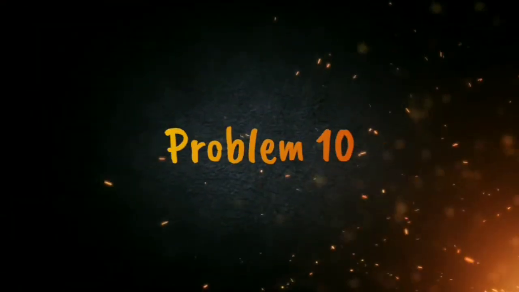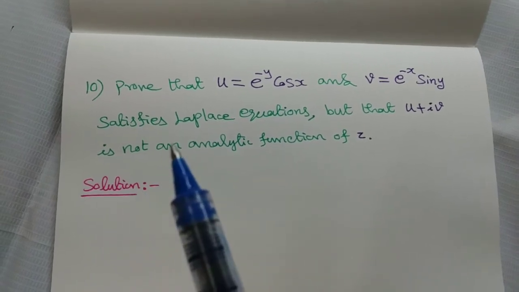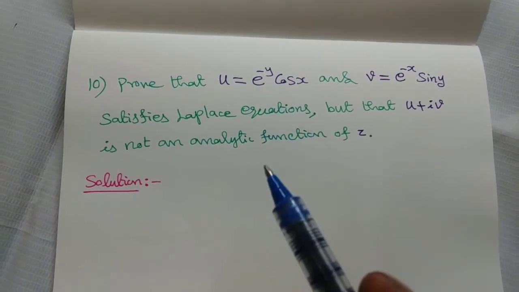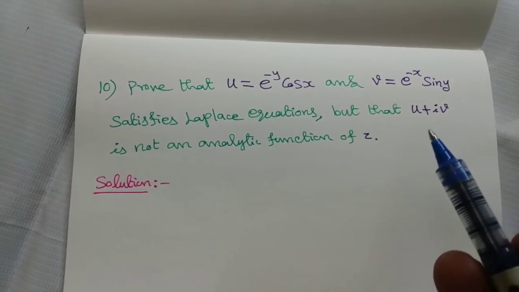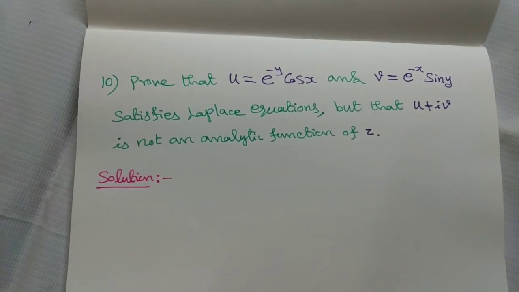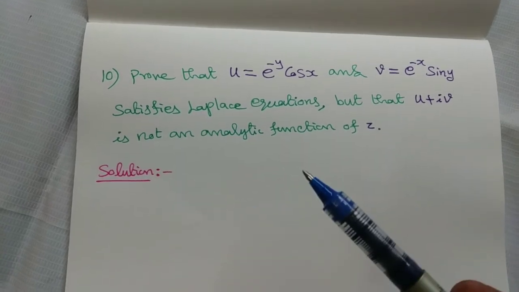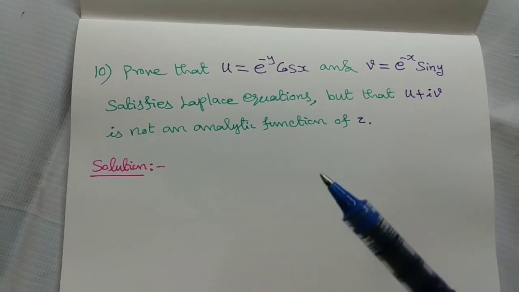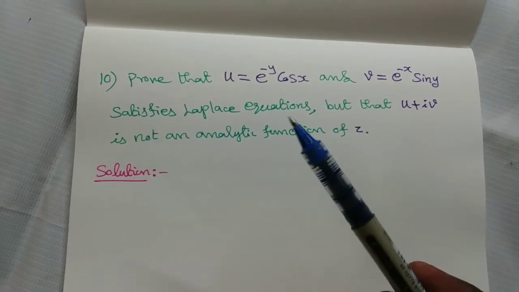So the 10th problem: prove that u is equal to e power minus y cos x and v is equal to e power minus x sin y satisfy Laplace equations, but that u plus iv is not an analytic function of z. So first I want to prove both satisfy the Laplace equation.